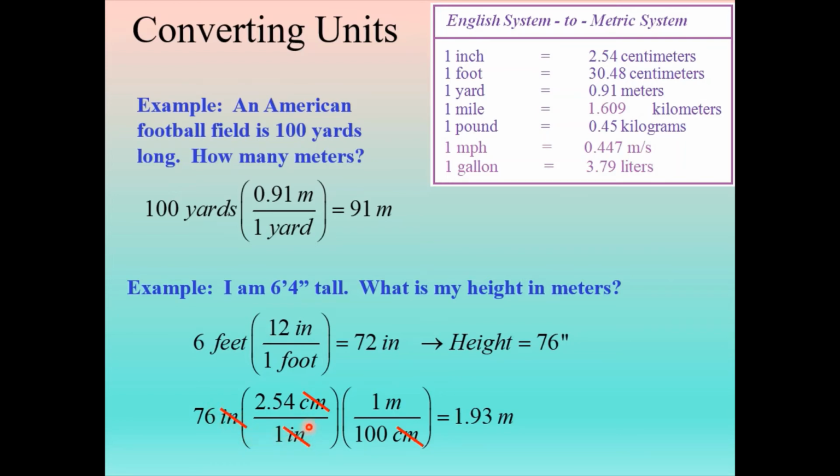Now, the next thing, that's going to give me my height in centimeters, but of course we want meters. So I'm going to multiply by 1 meter per 100 centimeters, right? 1 meter is the same as 100 centimeters. So again, why did I write meters on top and centimeters on the bottom? Because this centimeter here has to cancel this centimeter here. We want meters for our final answer, so that has to be on top. So on the calculator, I'm going to take 76 times 2.54 divided by 100 to get my height, which is 1.93 meters.